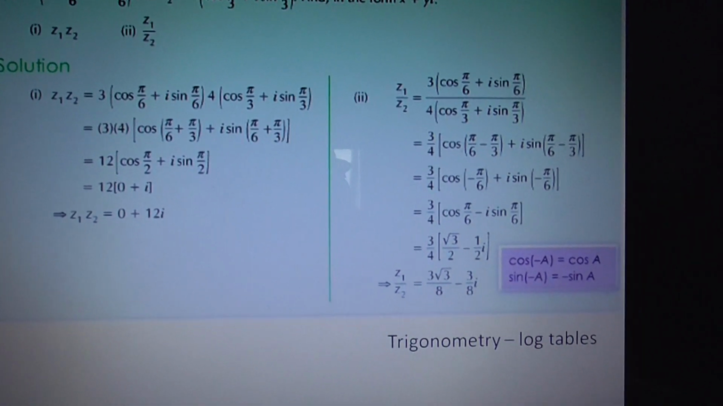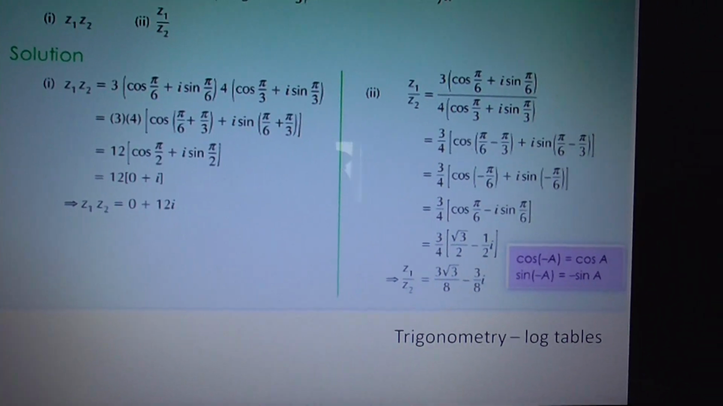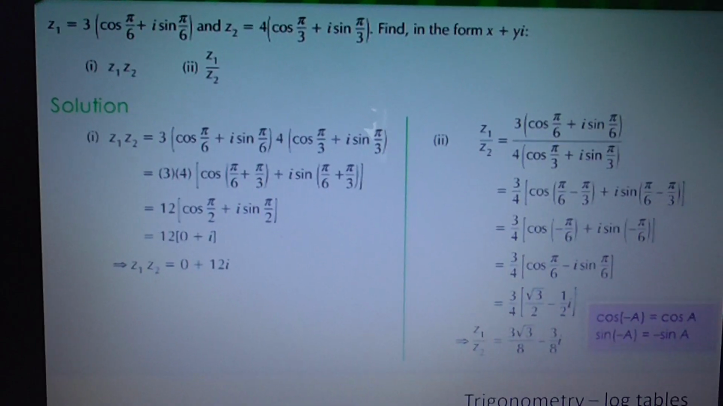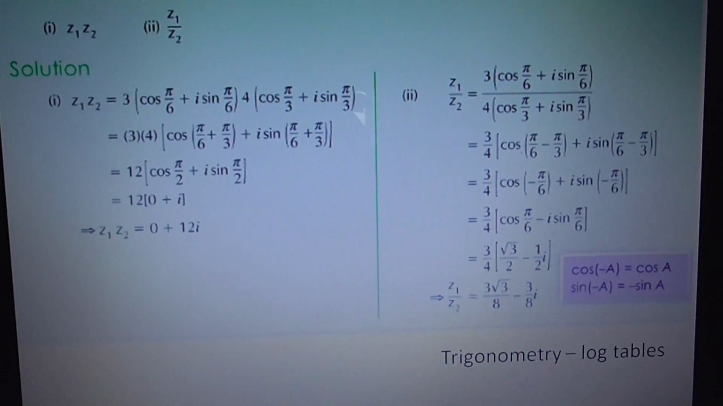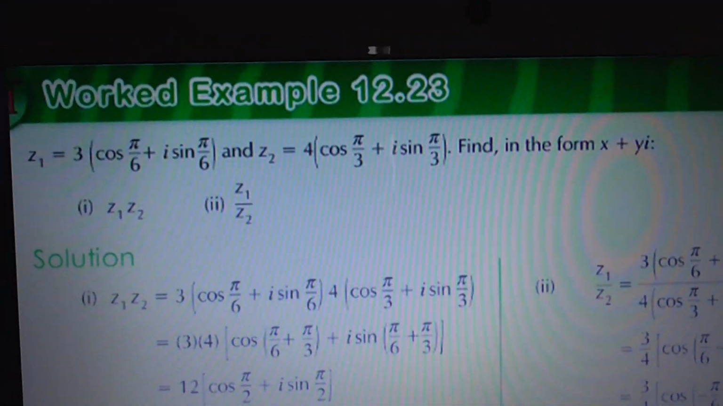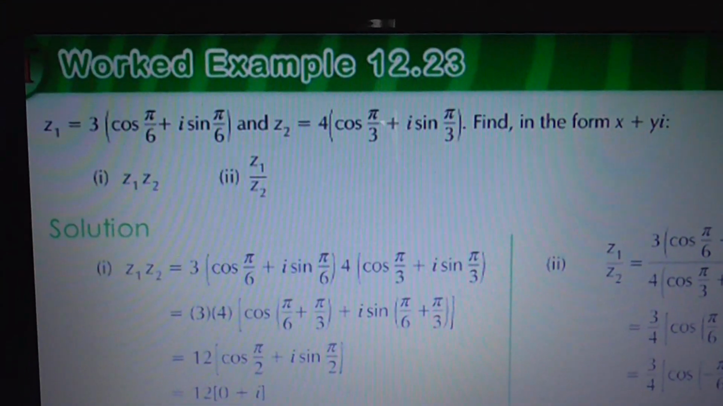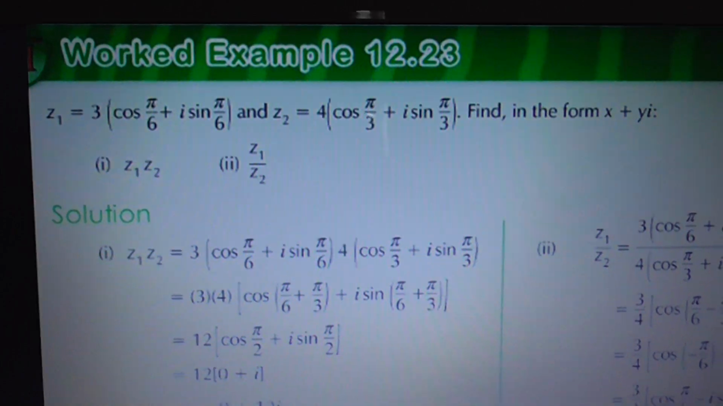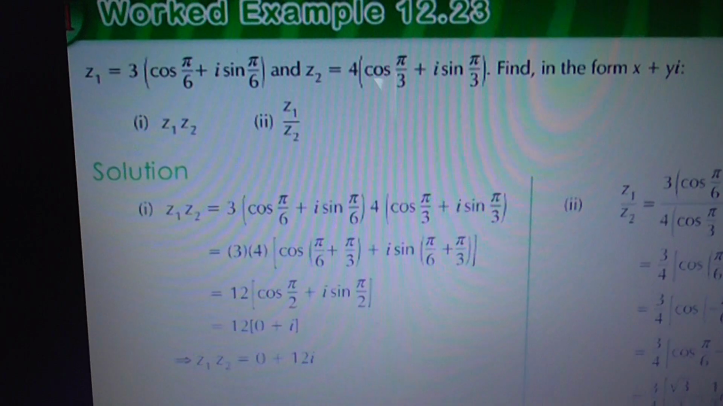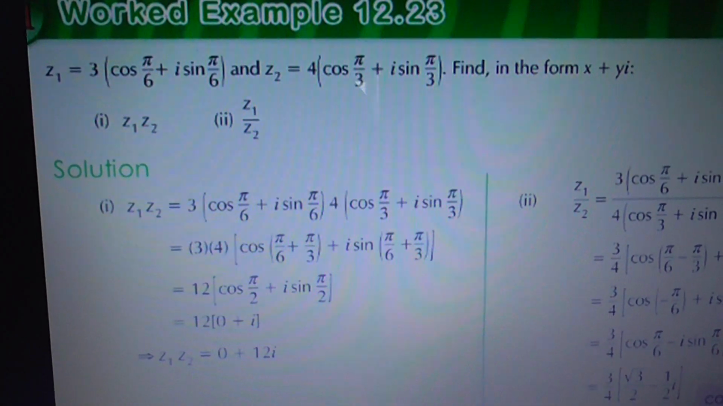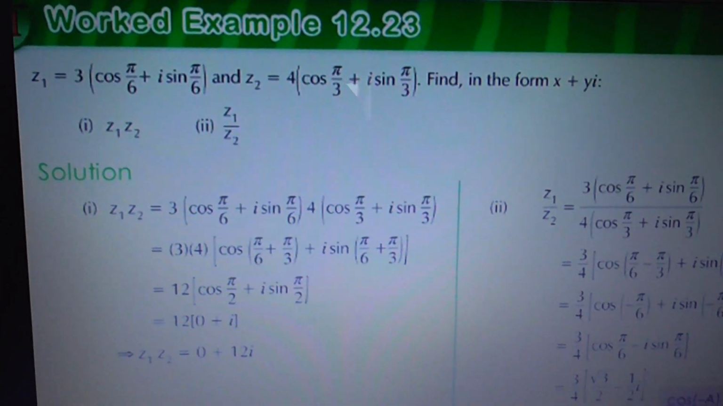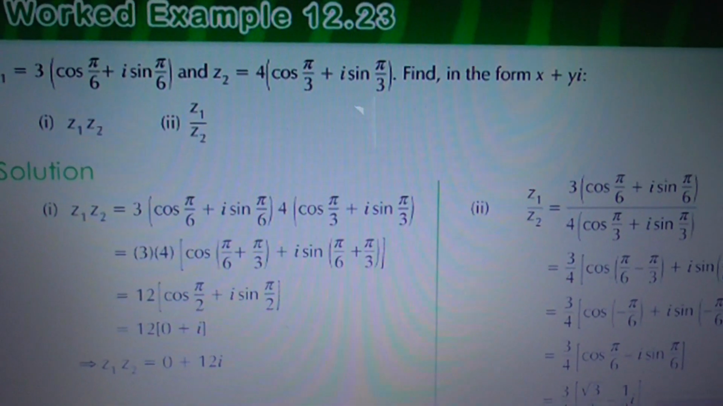Now, just before I move on, if you forget those rules for multiplying and dividing complex numbers when they're in polar form, you can take a much longer route. Say for the multiplication one, we have Z1 multiplied by Z2. So that was 3 times the cos of pi over 6 plus i sin pi over 6, and then I want to multiply that by 4 times the cos of pi over 3 plus i sin pi over 3.